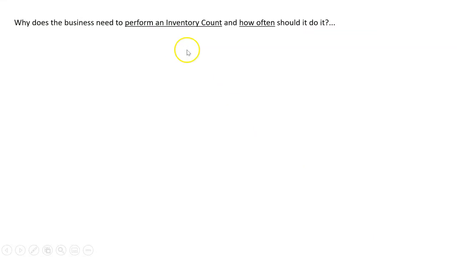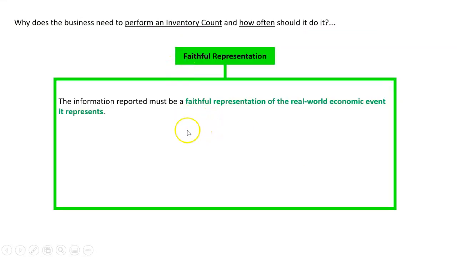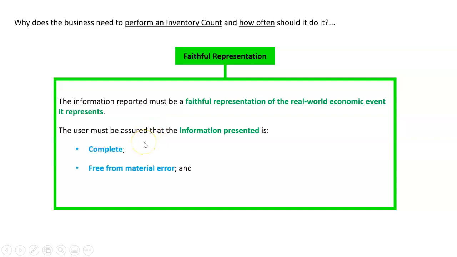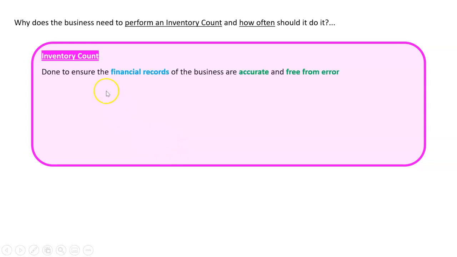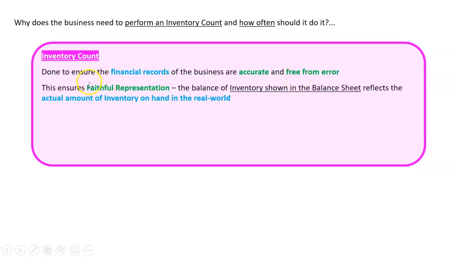So why do we need to perform an inventory count and how often should we do it? Well, we've got this qualitative characteristic called faithful representation, which says the information reported must be a faithful representation of the real world. And that just means that the information's got to be complete, free from error, and neutral. So what's that got to do with this? Well, we could say an inventory count is done to ensure the financial records of the business are accurate and free from error. And this ensures faithful representation. The balance of inventory that we're going to put in the balance sheet should reflect reality. So it should reflect the actual amount of inventory on hand in the real world and not just what the computer says or the inventory card says.